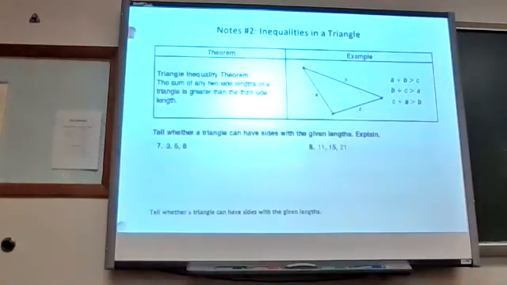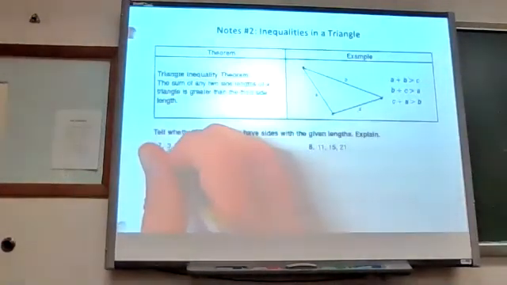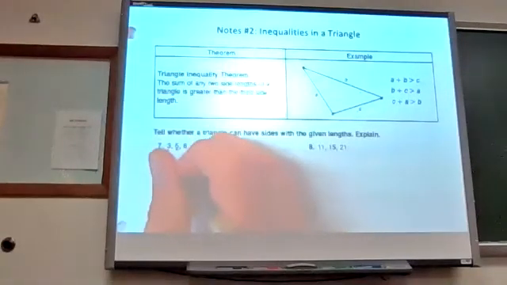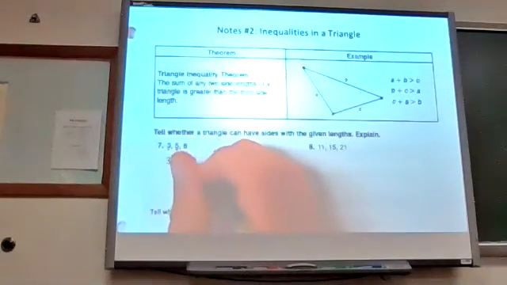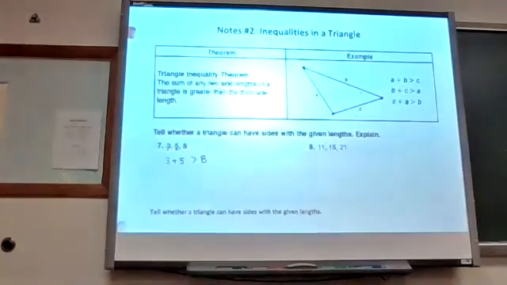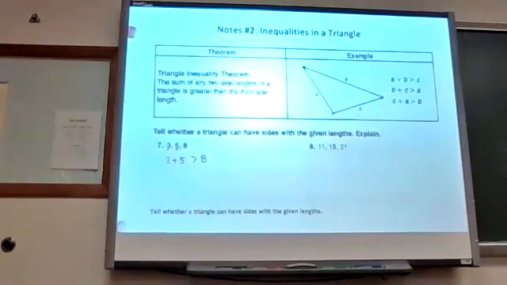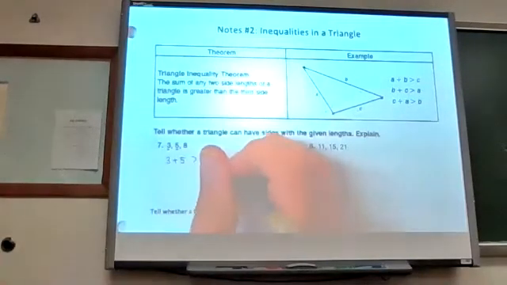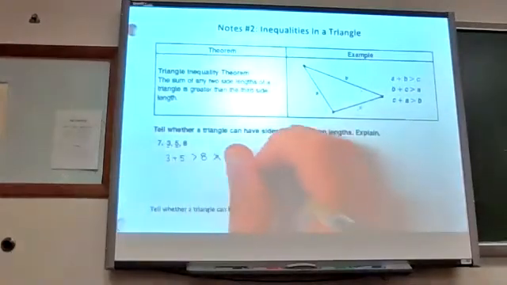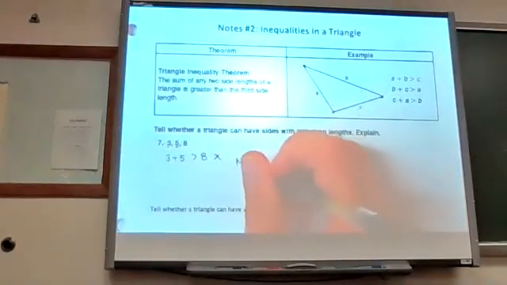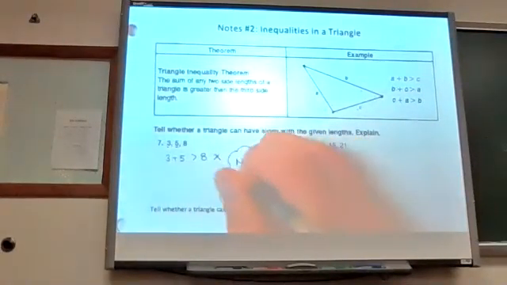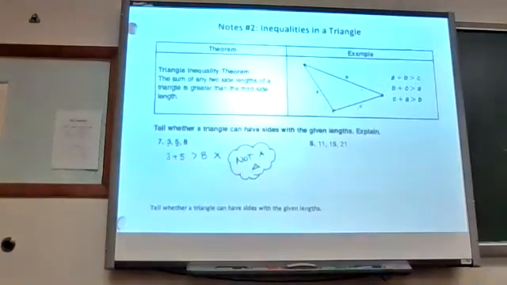On number 7, I need to make sure that 3 and 5 is greater than 8. Is 3 and 5 greater than 8? No, they're equal to 8, but it's not an amount greater than 8. That's enough for me to say this can't be a triangle. That is not a triangle.